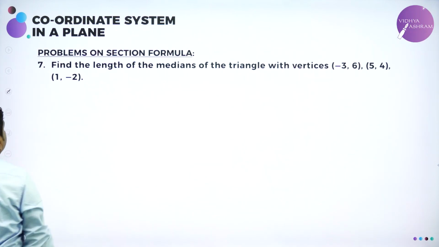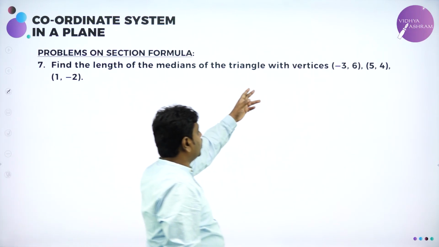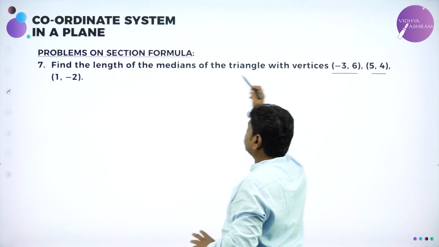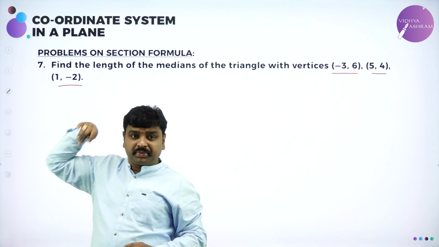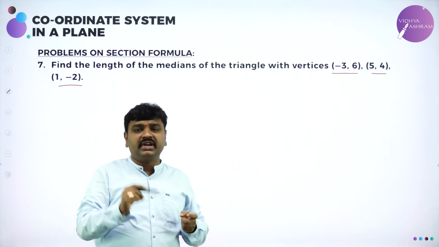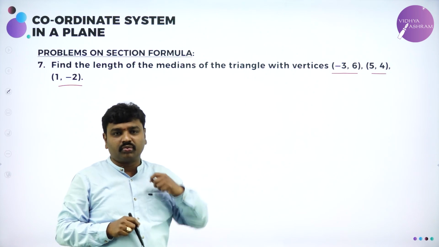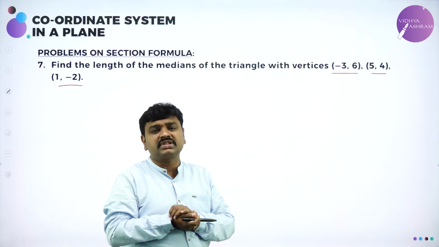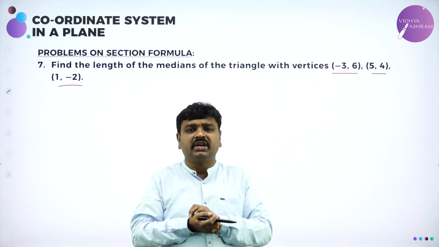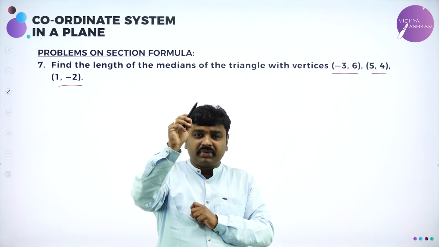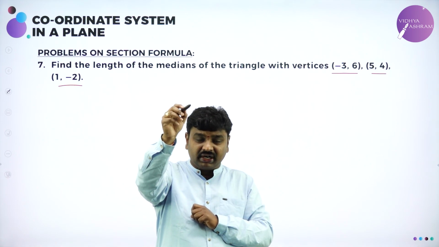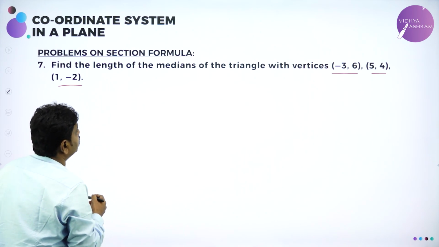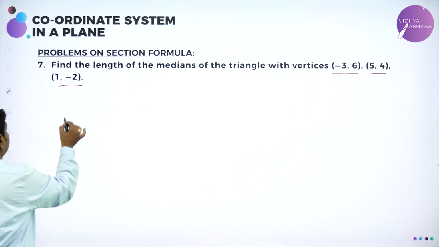Next, find the length of medians of the triangle whose 3 vertices they give. Interesting. When you see the past sessions, we have done the distance formula. Length means distance between 2 points. And in this session, we know how to find the midpoint. Now, you should know the definition of median. What is median? Median is a line segment joining one of the vertices of the triangle to the midpoint of the opposite side.